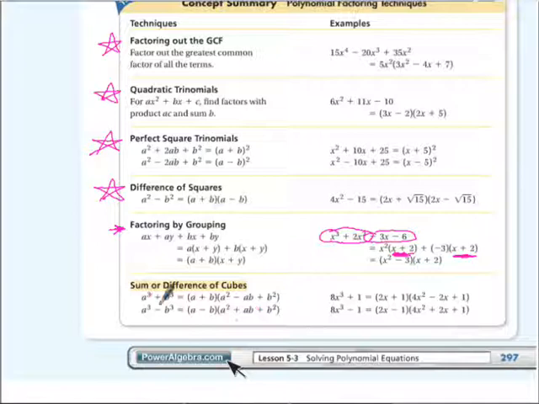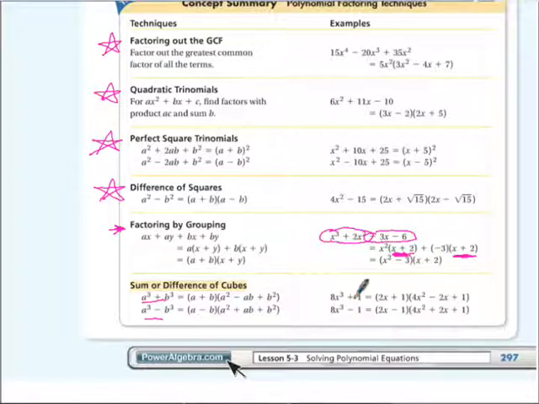And then here's a new thing. It's called the sum or difference of cubes. So if I have two cubes, a cubed plus b cubed, or a cubed minus b cubed, it factors out very neatly into this formula, okay? And we're going to talk about how to do that and look at some examples.